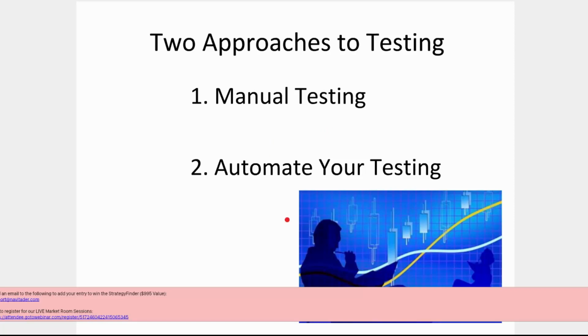Another approach to testing is to automate your testing. We actually have a system here at NaviTrader called the Strategy Finder. And 2 people today who do register will get a 1-year subscription to the Strategy Finder. The Strategy Finder will actually let you automate your testing using our charts and indicators to see how well they would do on various markets.